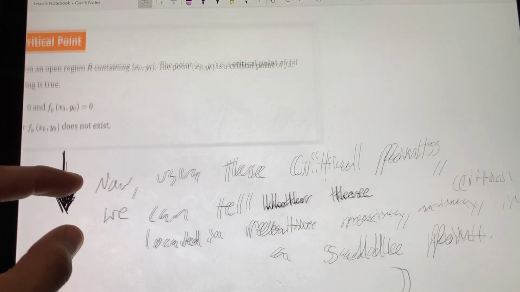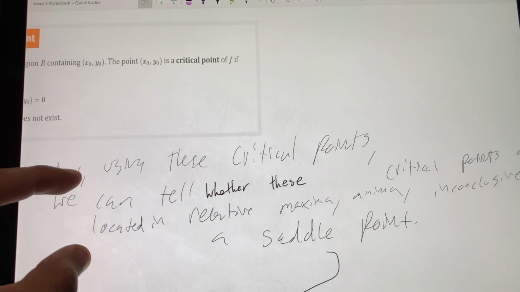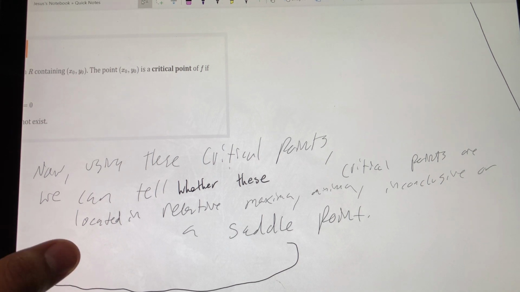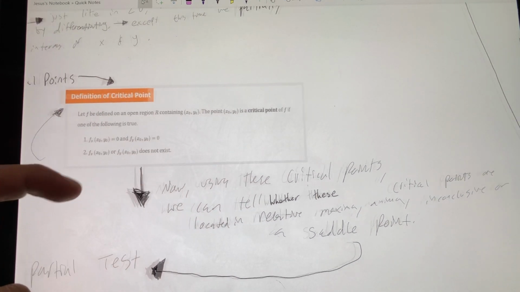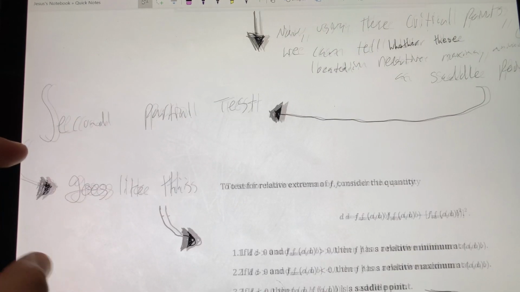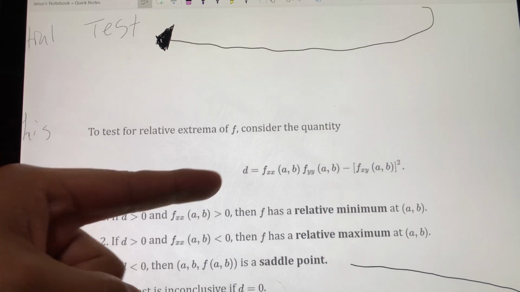Now, using these critical points, we can tell whether they are located at a relative maximum, minimum, inconclusive, or a saddle point. We do this by applying the second partials test. It goes by the following equation right here.